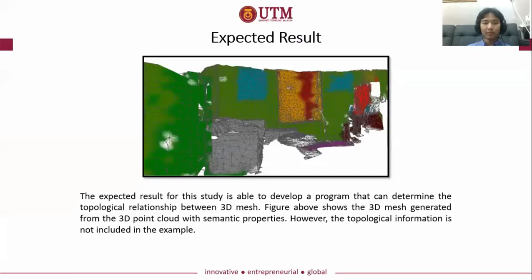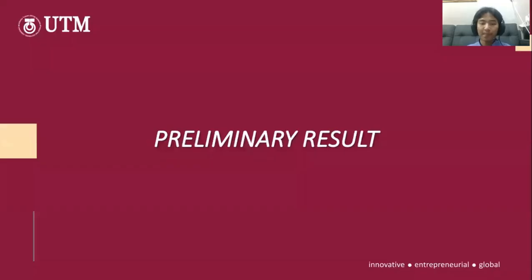Expected output. This is the expected output of this study. The expected output for this study is to develop a program that can determine the topological relationship between 3D meshes. Based on the figure above, it shows the 3D mesh that is generated from the 3D point cloud with semantic properties. However, in this image, the topological information is not included in the example.